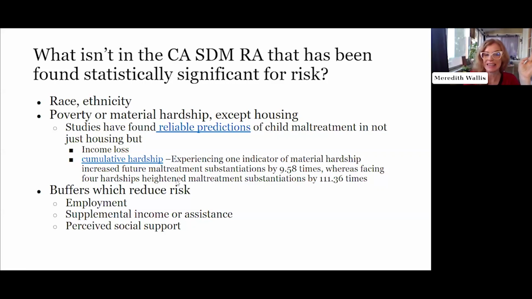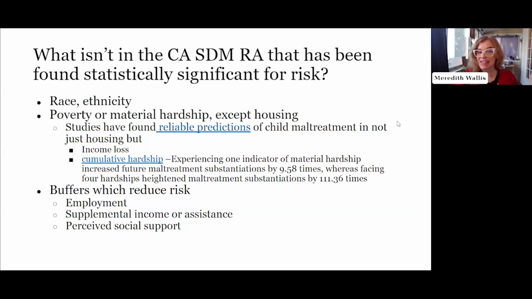So what isn't in the California SDM that has been found statistically significant for risk? Because they took their old cases of disproportionality to run the statistical regression on, they would have found that race and ethnicity, specifically being Black and Native American, would increase your risk of a CPS case and a repeated CPS case. That, of course, is not in there. I'm sure everyone can imagine why.